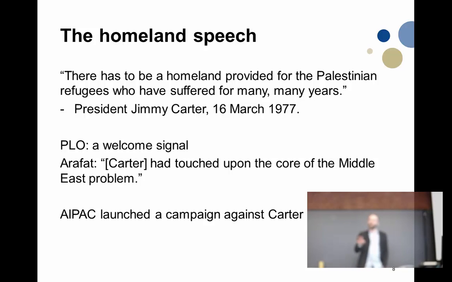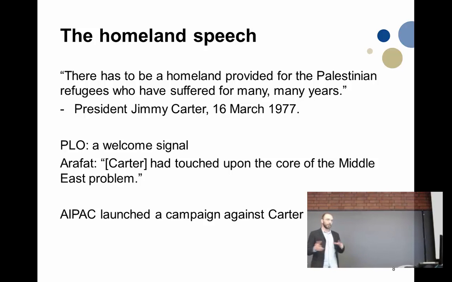But Carter's advisors were completely shocked by this statement. Now, the ones that were the real Middle East experts in the team, they loved the statement. They were really happy that he made it, but they were shocked. He hadn't told them that he was going to say it. So they sort of had to adapt quickly. What does he mean with this? How are people going to react? The PLO said this is a welcome signal. And Arafat said that Carter had touched upon the core of the Middle East problem. So this was a recognition from the PLO that, we like what the US president is doing. This statement is very welcome. We have to try to figure out exactly what it means and where we can go from there, but they really liked it.